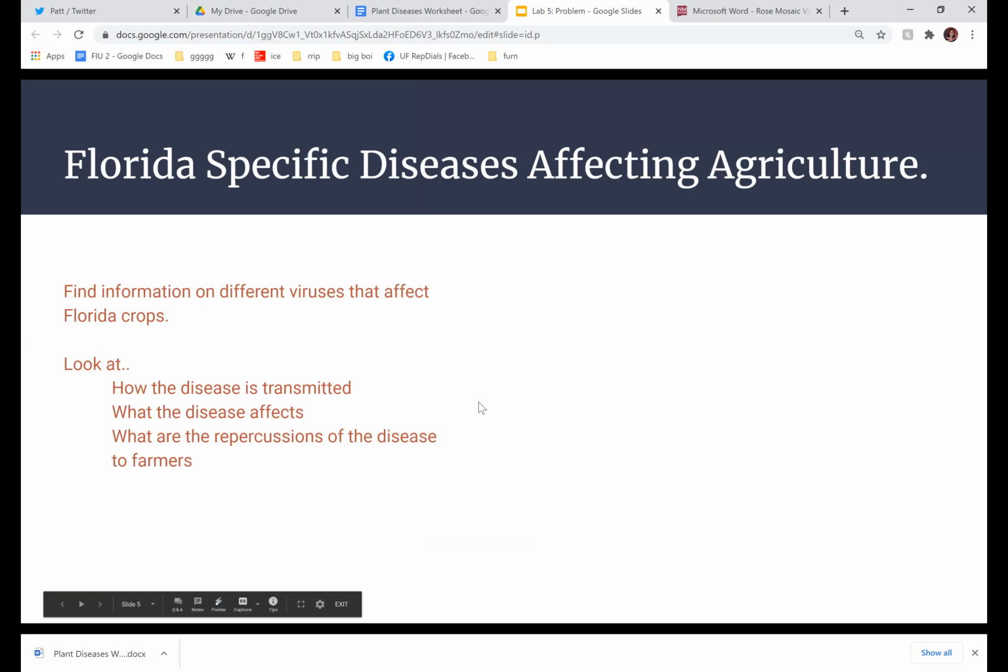And then the Florida specific diseases affecting agriculture. So now I'm going to set you off to find information on different viruses that affect Florida crops. I want you to look at how the disease is transmitted, what the disease affects, like the part of the plant, if it's the fruiting body, the stem, the leaf, and what are the repercussions of disease to a farmer or a planter or just the person cultivating this plant. You'll fill this out on your worksheet and then come back and discuss it. I will send y'all off into breakout rooms for about 3 minutes, and then we'll meet back.